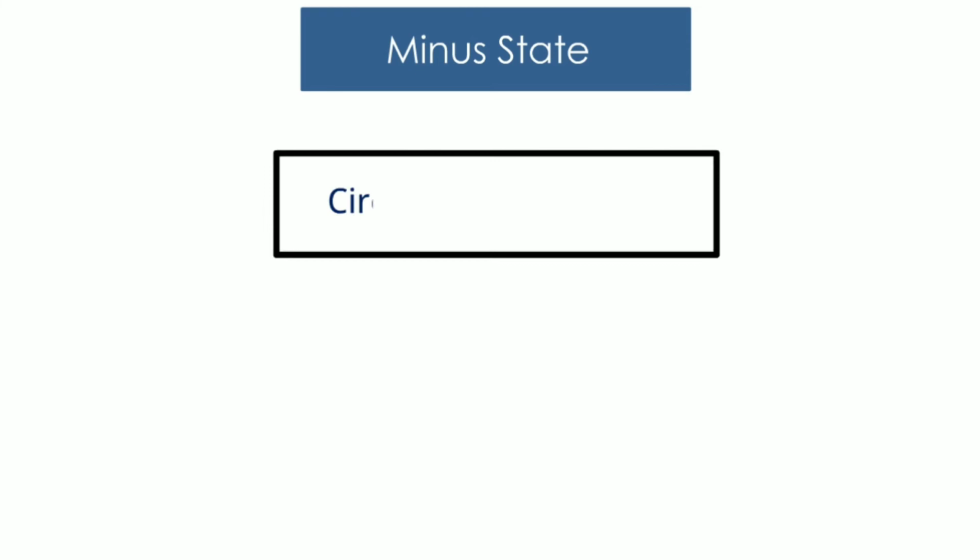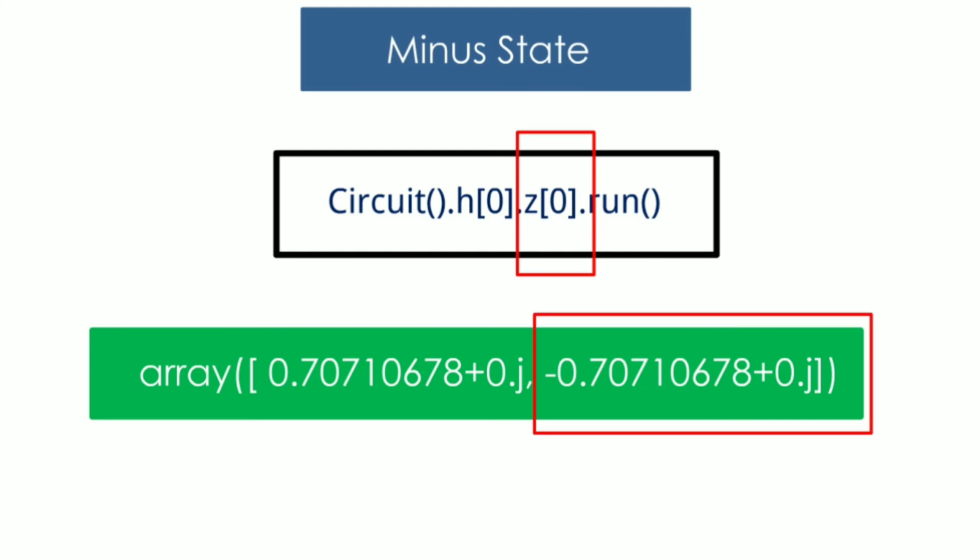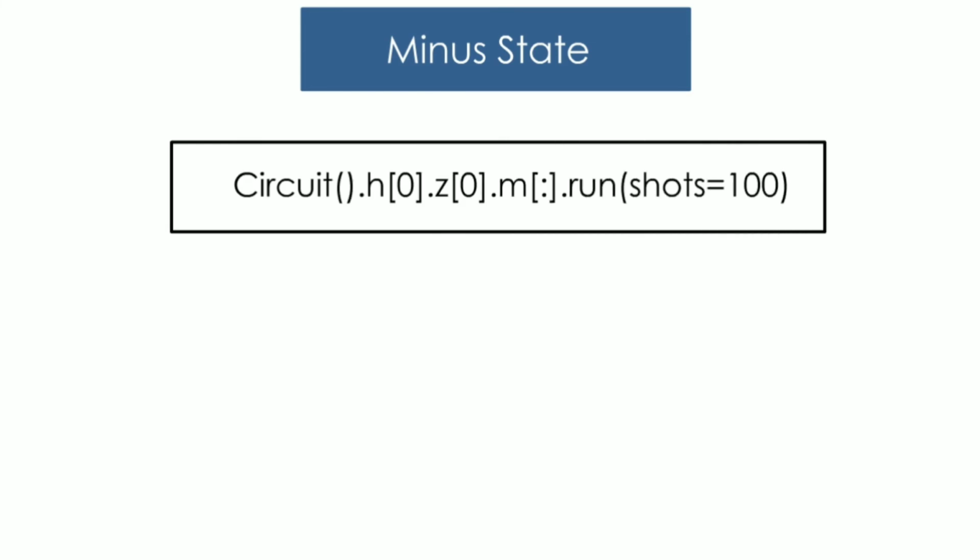Now let us talk about the minus state. If we run the code that is shown, we get the output like this. Since there is the Z gate this time, the right side number has the minus sign. Now let us try this code. Add the H gate, then the Z gate, and the measurement gate this time.